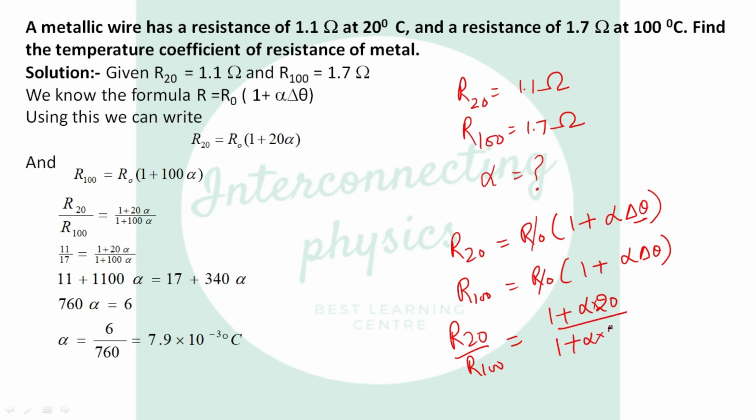It is alpha into 100. Okay. Now let us cross multiply it. What is R20? It is 1.1 ohm. What is R100? It is 1.7. So when we cross multiply, divide and multiply, we will get alpha will be equal to 7.9 into 10 raised to power minus 3 degrees Celsius inverse.